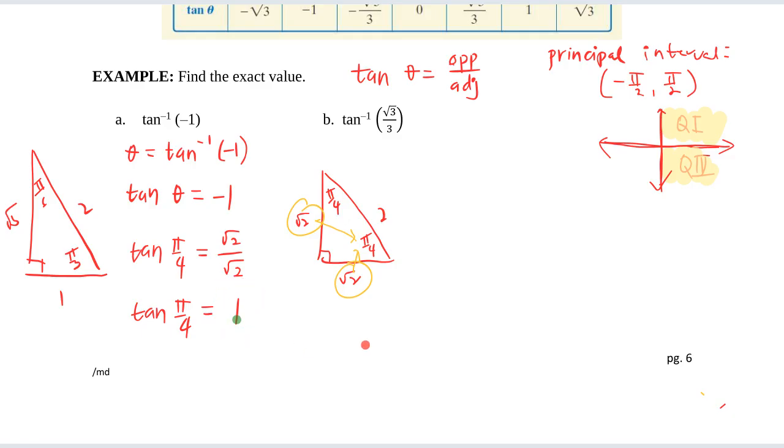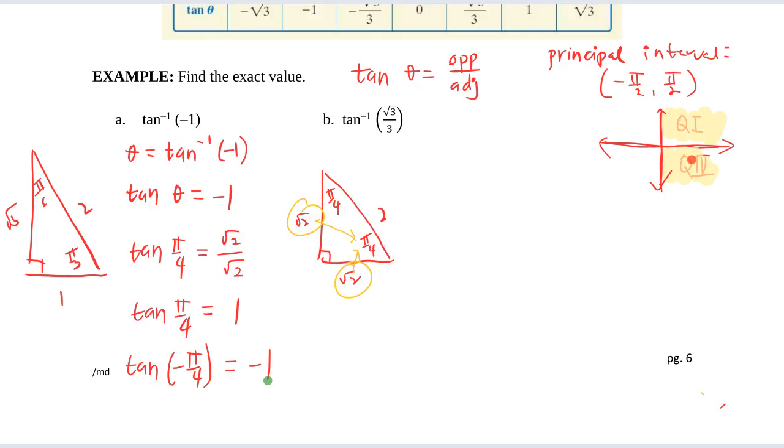But remember, like I mentioned earlier, this pi over 4 needs to be inside the principal interval. At the same time, it needs to be in quadrant 4. In this case, we know that pi over 4 is in quadrant 1, so we cannot accept that pi over 4. What we can accept is an angle in quadrant 4. So in that case, what we can do is rotate the terminal side clockwise, by negative pi over 4, so that we can achieve our angle in quadrant 4 where tangent is negative. Okay, so there you go.